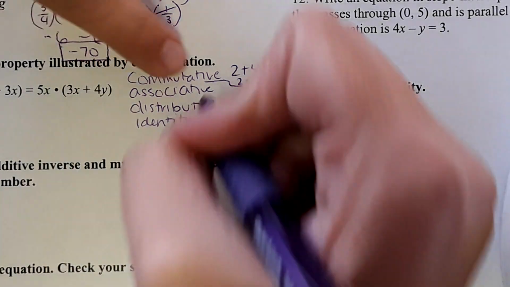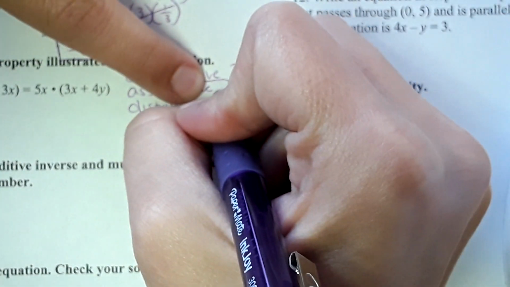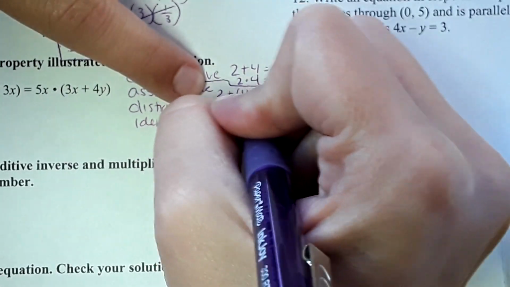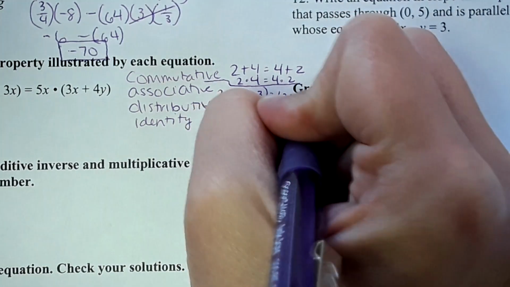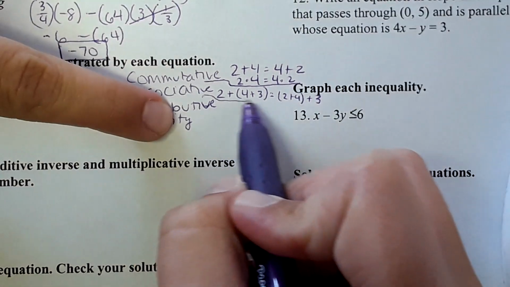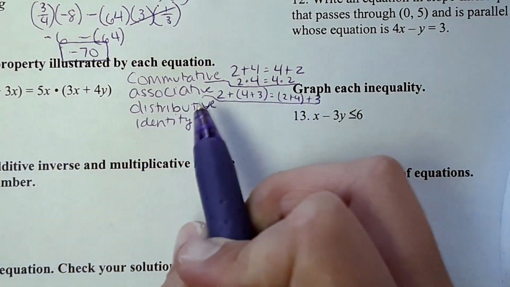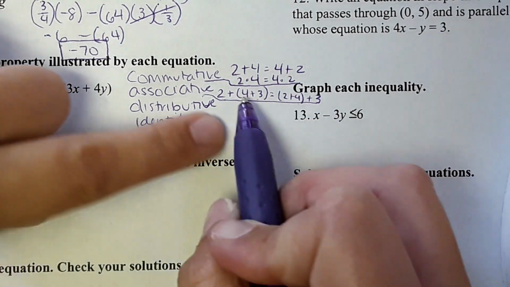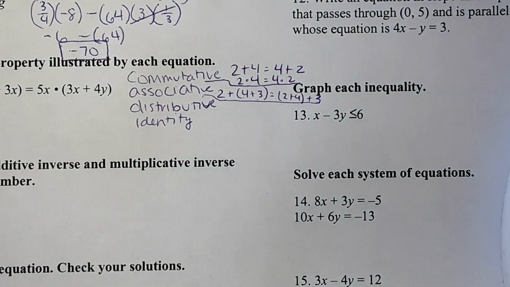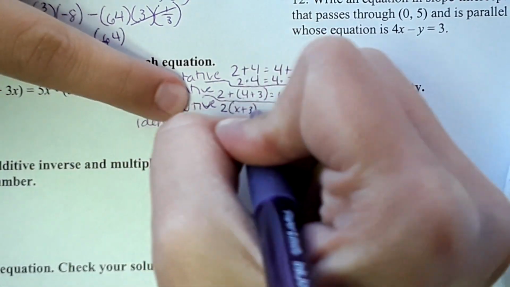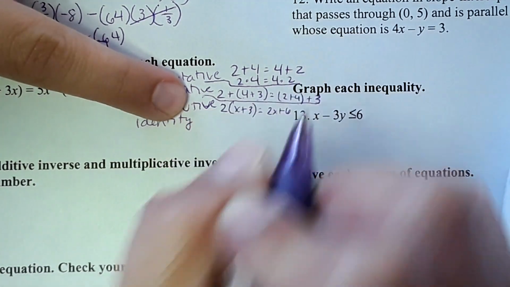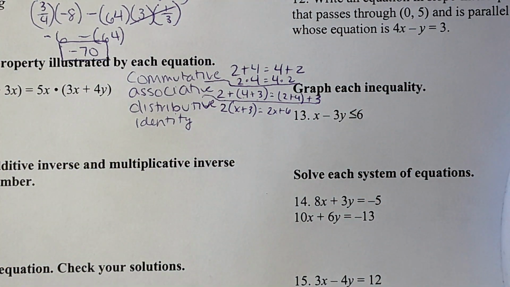And then associative property, that's the one that you often see with parentheses, like 2 plus 4 plus 3 equals 2 plus 4 plus 3. So for associative, the numbers actually stay in the same order, 2, 4, 3, 2, 4, 3. The difference is they are grouped in the parentheses differently. And distributive, you should be pretty good with x plus 2 times x plus 3, and then that would become 2x plus 6. Can you zoom in a little? Yeah.